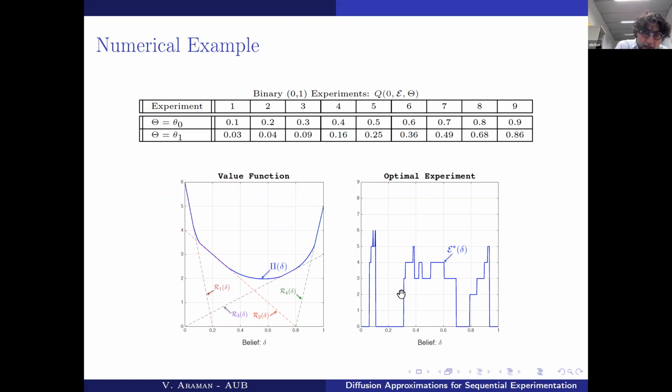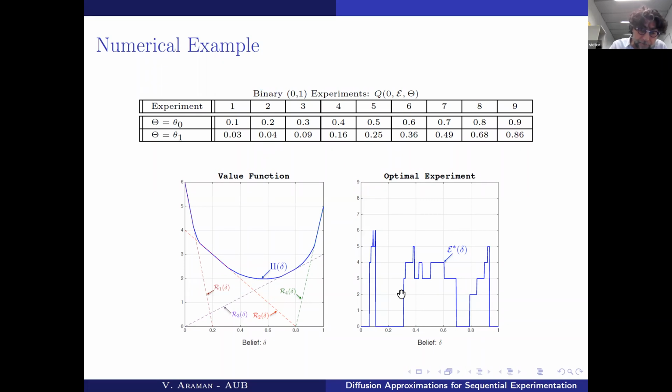Here I have 9 experiments. If I see a 0 in experiment 1, then it has a 10% chance that it's coming from the coin with theta equal theta 0, and a 3% chance that it's coming from a coin where theta equal theta 1. If I use experiment 2 and I see a 0, then it has 20% chance of coming from theta 0, and 4% chance of coming from a coin of theta 1. Of course, these two should not sum up to 1, because these are two different coins.